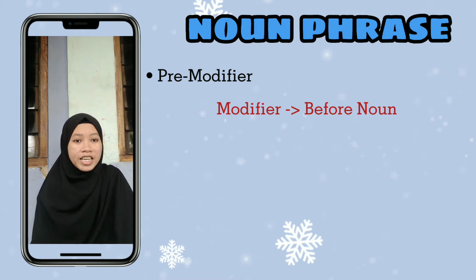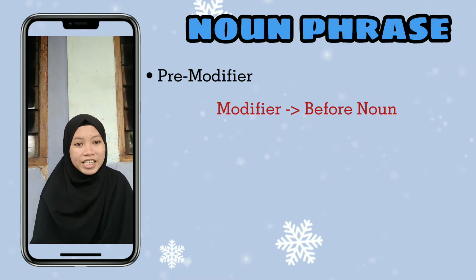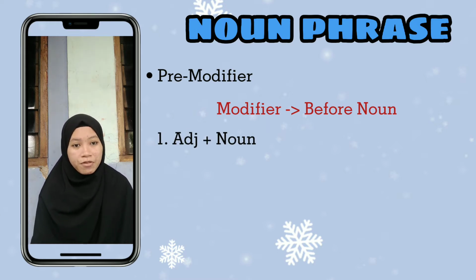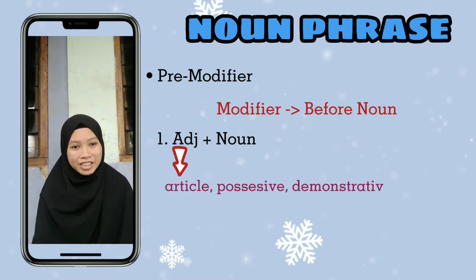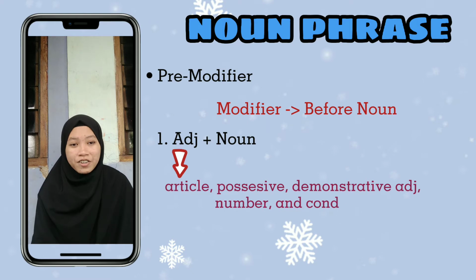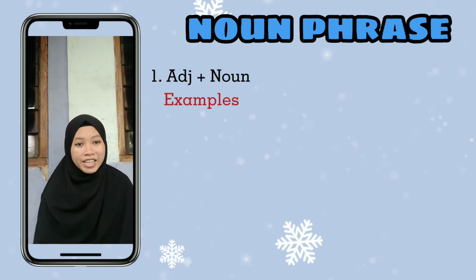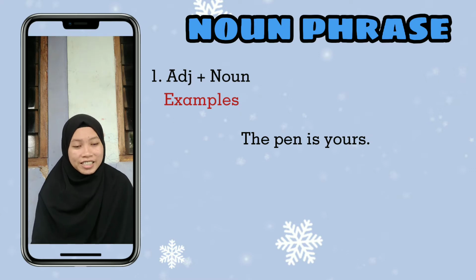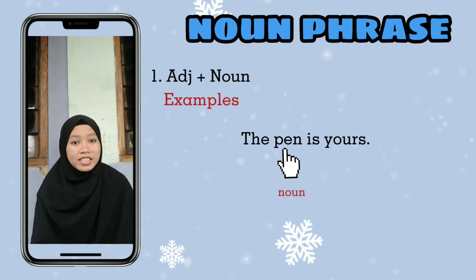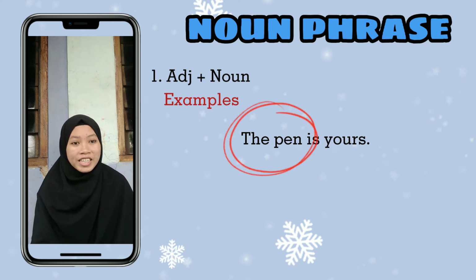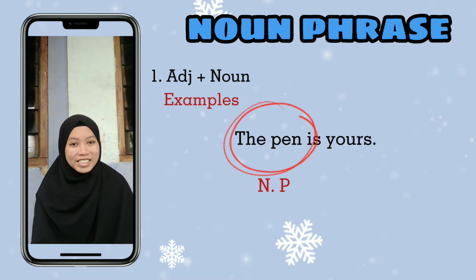The pattern is number 1, adjective plus noun. Adjective ini bisa berupa artikel, possessive, demonstrative adjective, number, and condition. For example, the pen is yours. In this sentence, the noun phrase is the pen. The as article, and then pen is noun. So, the pen is noun phrase.